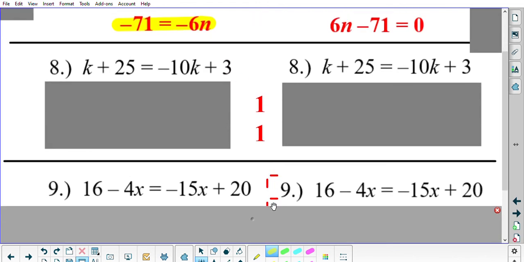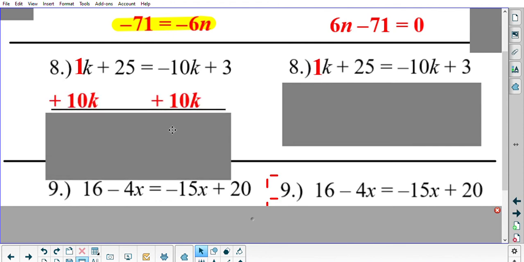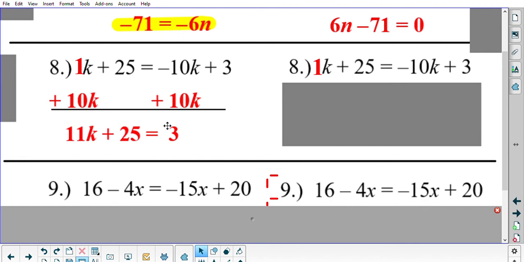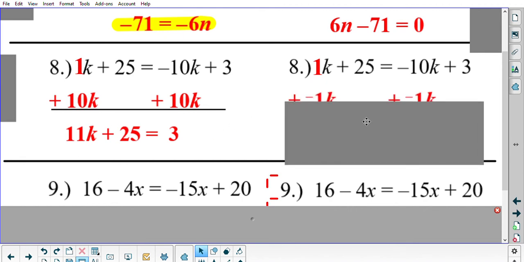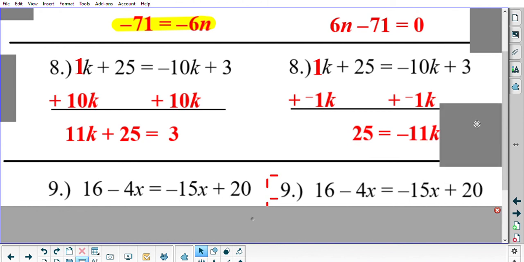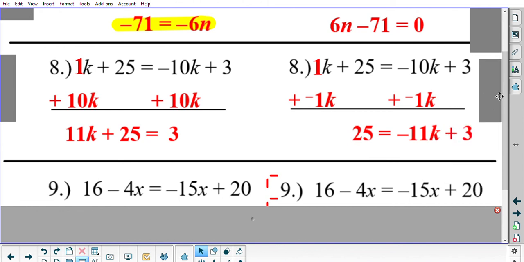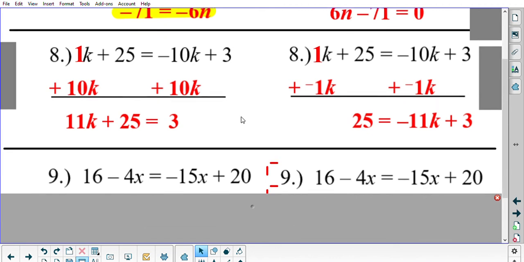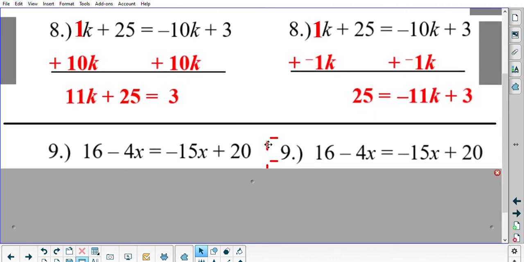Okay, number 8. Did you realize that k is the same as 1k? And therefore, you could add positive 10k to both sides, which would give you 11k plus 25 equals 3. Or you could add negative 1k on both sides, which would give you 25 equals negative 11k plus 3. Either way is acceptable.